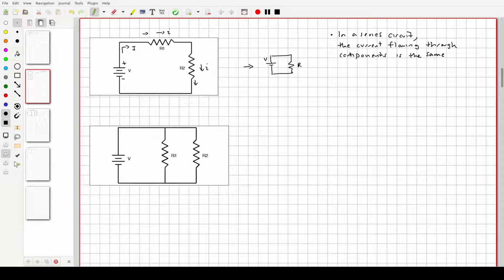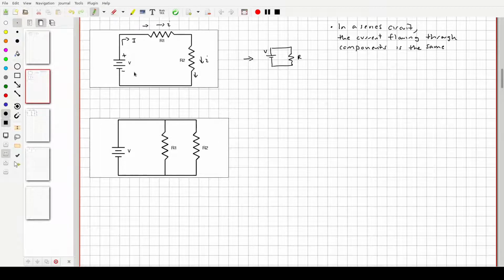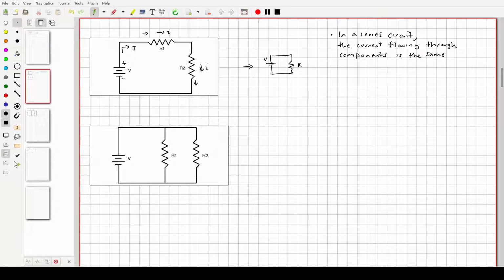So it's somewhat analogous to voltage in parallel circuits, where the voltage is the same across all the components in a parallel circuit. Here, the current that flows through is the same through all components in the series circuit. Now we can use this to our advantage, because what we want to do, like I said, is to reduce this complexity where these two resistors can be sort of replaced by one.